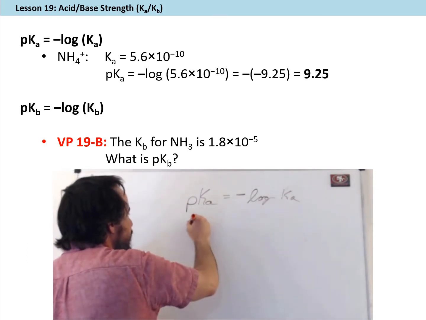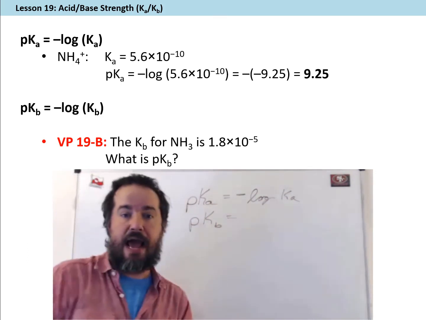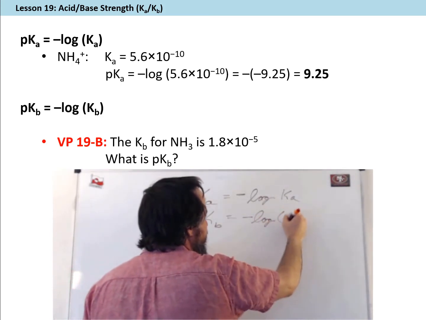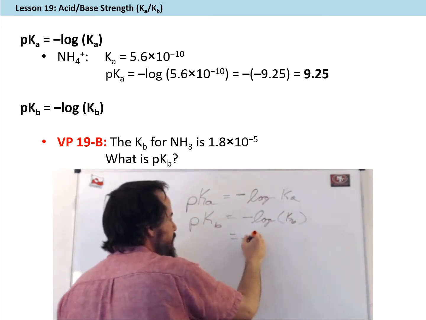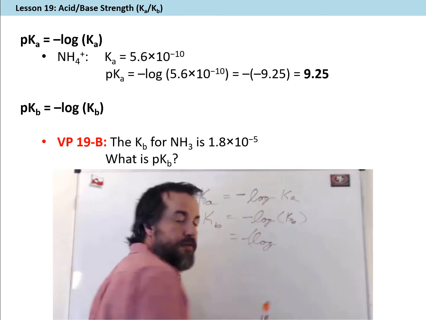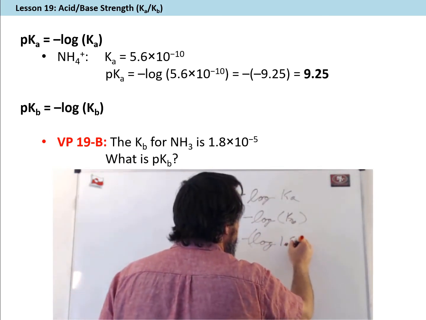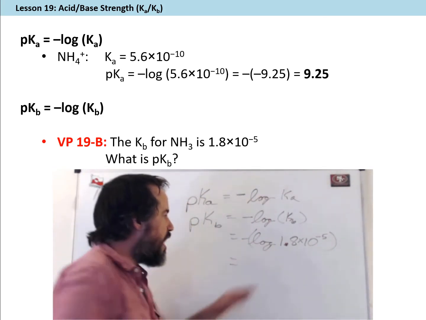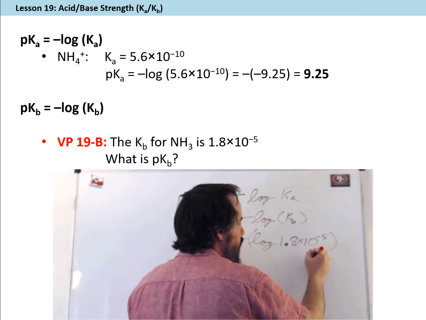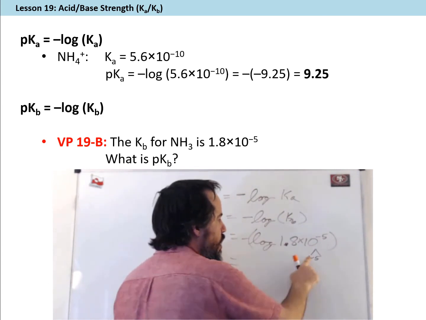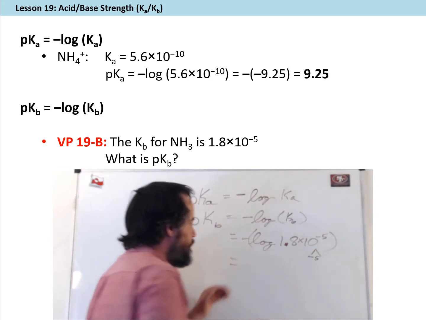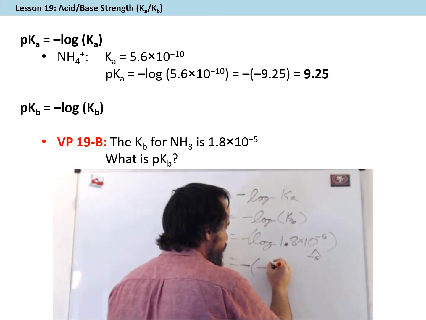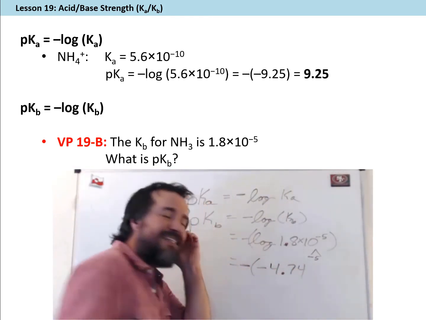If I want to know pKb for the base I have on there, NH3, I told you its Kb, so it's going to be the negative log of 1.8 times 10 to the minus 5. Without looking at the screen, I know it's going to be somewhere around 5. Or actually, sorry, around negative 5. What I get when I plug it in my calculator is negative 4.74, because that's what log does.